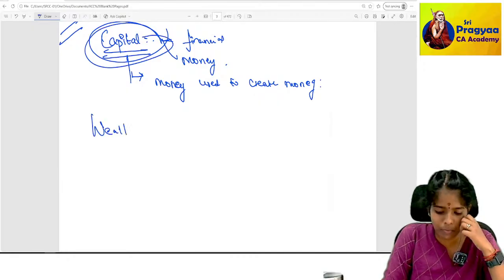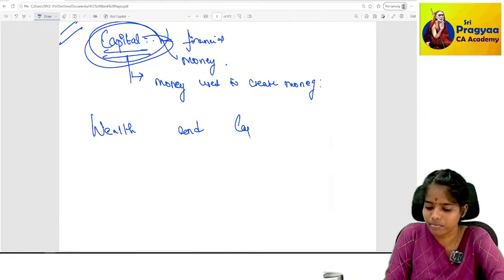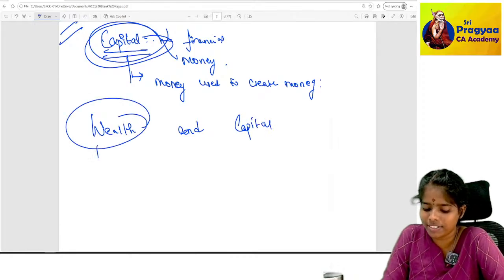There is a difference between wealth and capital. Wealth means it is the total financial assets that I hold.